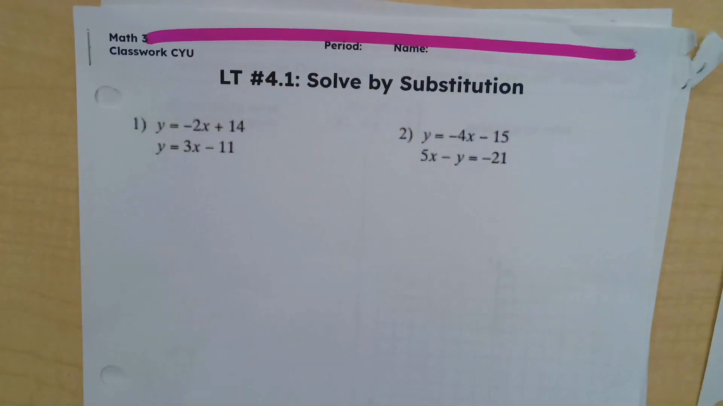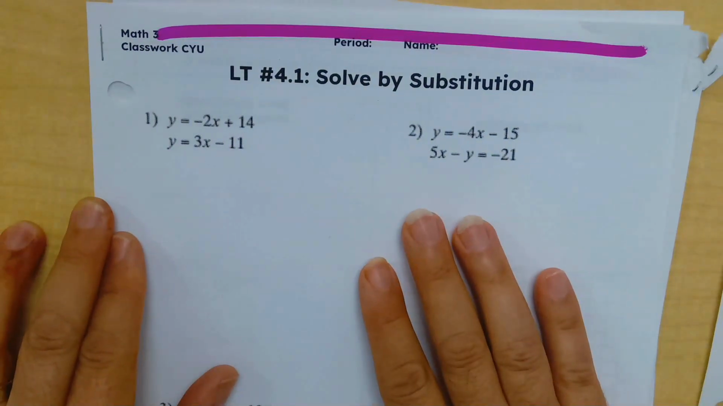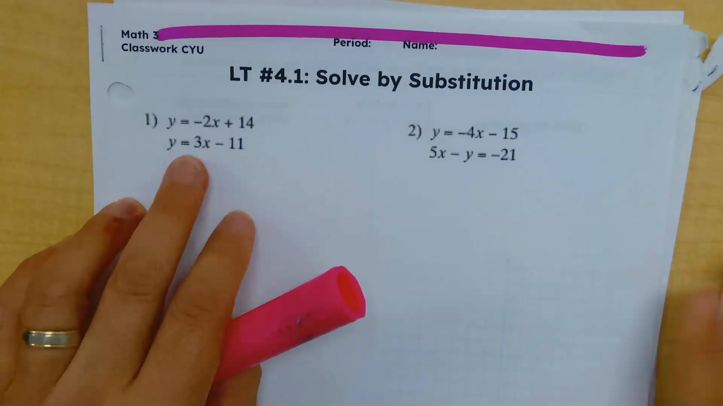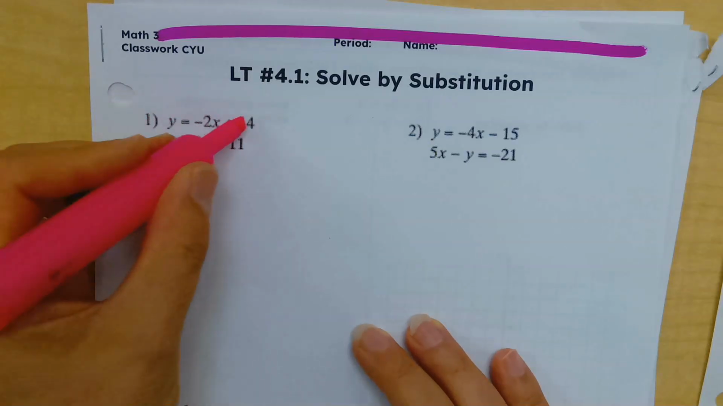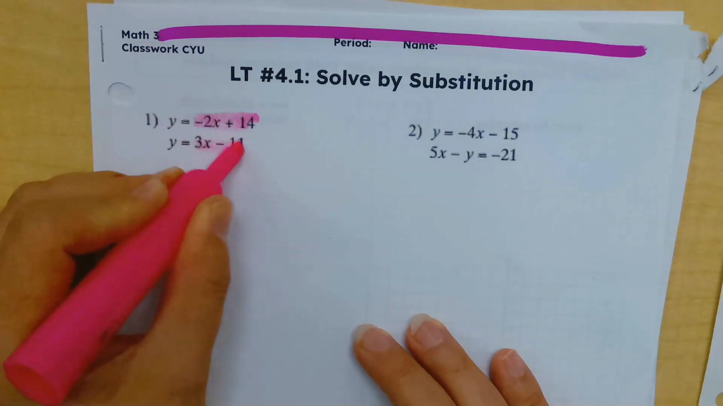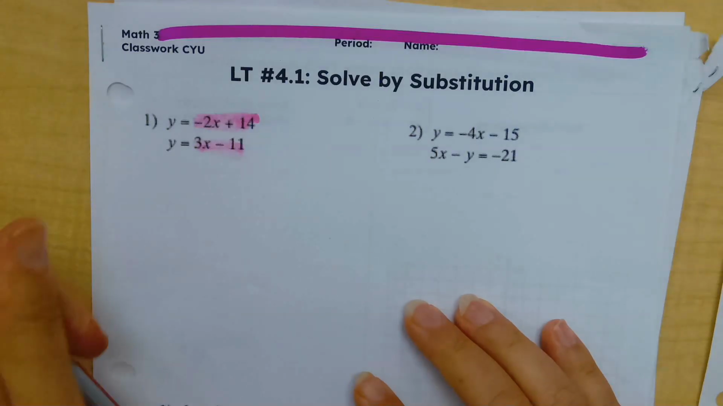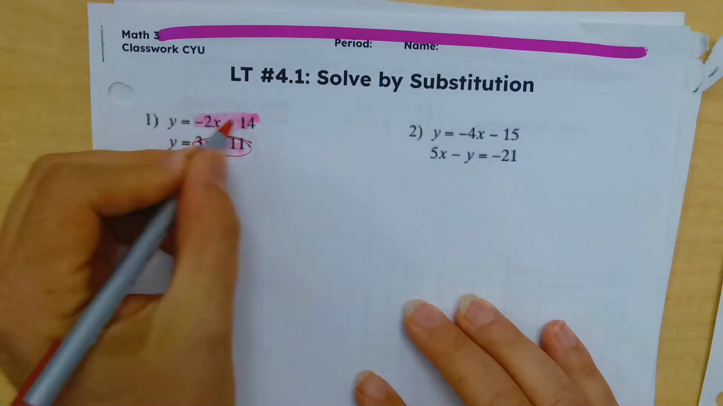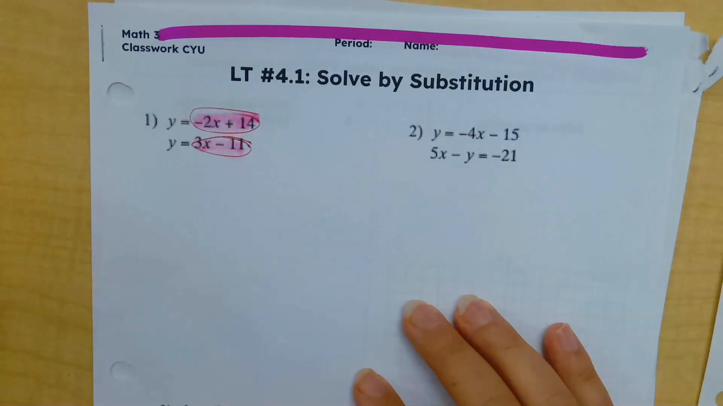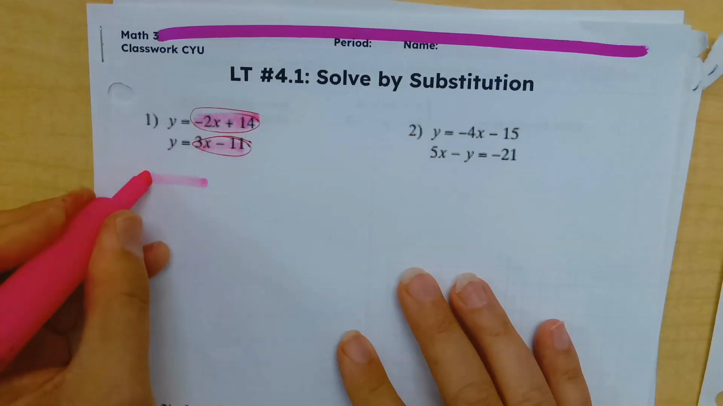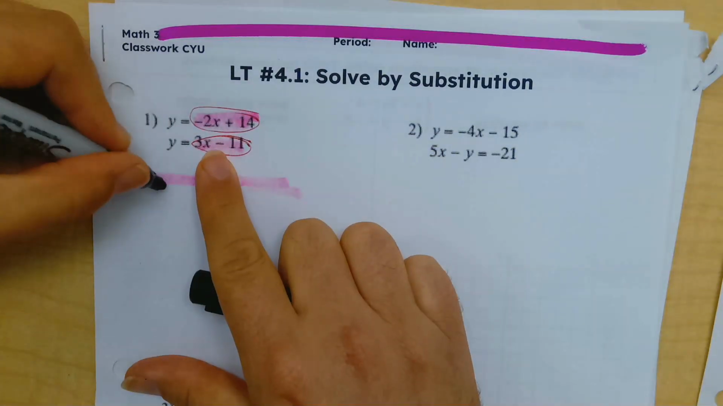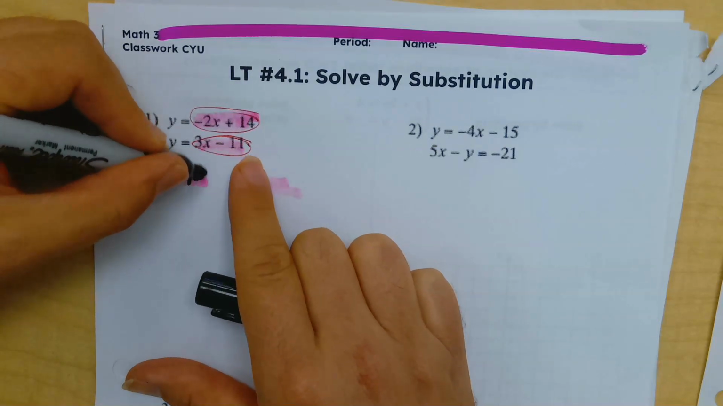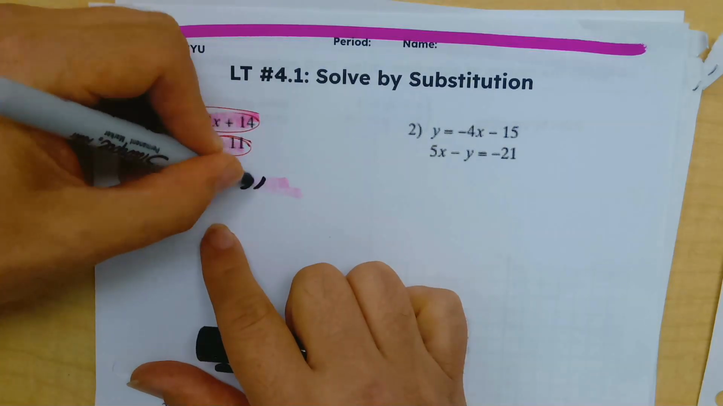Okay, now we're going to talk about solving using substitution. So we've practiced this before in LT4.0, so we're just going to have some more practice. So notice we have y equals this stuff and y equals this stuff. So it should make sense that if y is equal to this and if y is equal to this, then the two pink things should be equal to each other since they're both equal to y, right? So now I'm just going to write negative 2x plus 14 equals 3x minus 11.